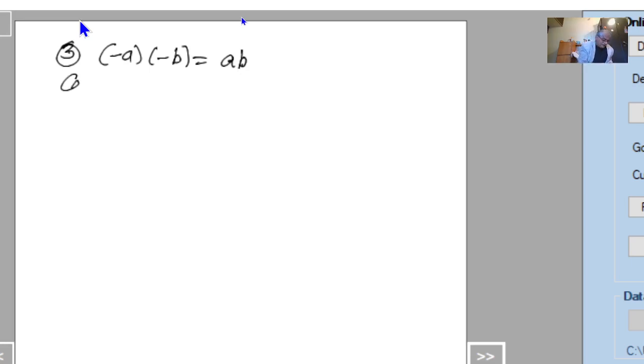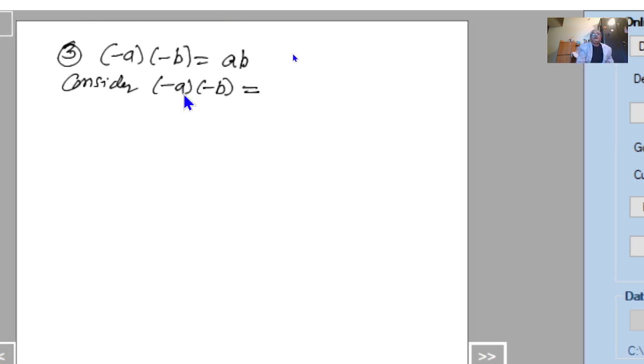So for this, consider minus A into minus B. This is equal to, since the negative sign is on the first element, I can take it outside. So taking this outside, what I am getting here is minus of A into minus B. Again, this is equal to minus, since within this bracket the minus sign is on the second element, we can take it outside. So this is minus of minus of AB.